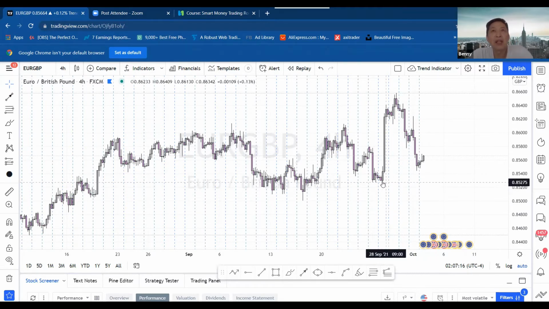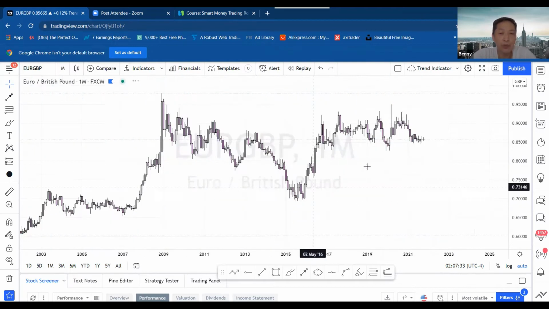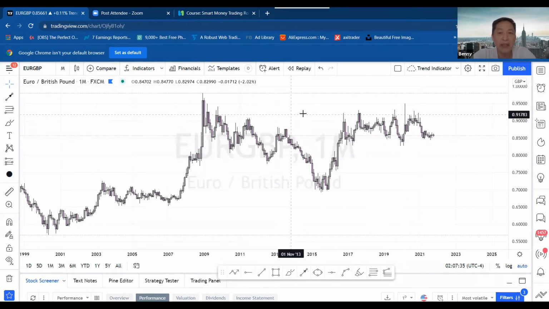Some people might take a daily or 4-hourly as their higher time frame and trade on the intraday, right? So it depends on what kind of trader you are. If you are a swing trader, naturally you want to fall back on the higher time frame, right? So now what we are going to do is go up to the higher time frame. Like you can see, this is a monthly time frame.